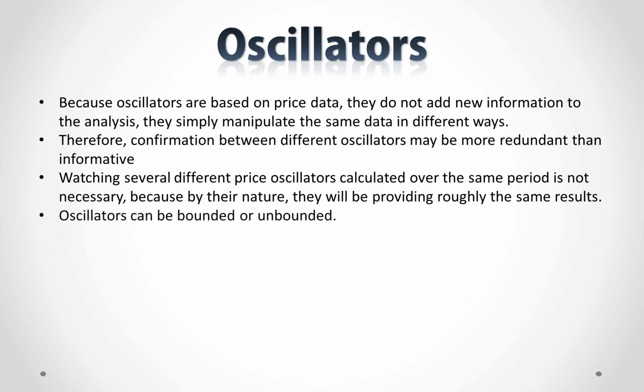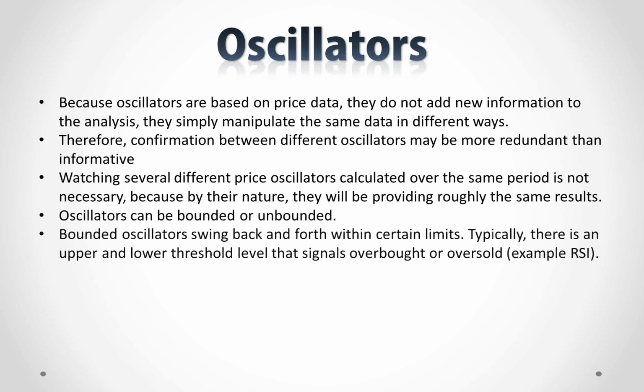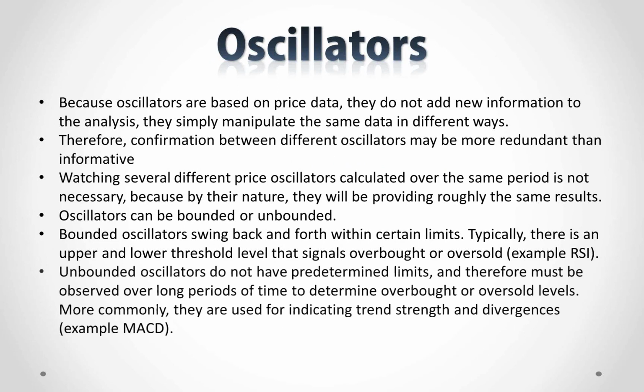There are two types of oscillators, ones that are bounded and ones that are unbounded. Bounded oscillators swing back and forth within certain limits. So typically there's an upper and lower threshold level that signals either overbought or oversold conditions. An example of this is the RSI. And unbounded oscillators do not have predetermined limits and therefore must be observed over long periods of time to determine overbought or oversold levels. More commonly, they're used for indicating trend strength and divergences. An example of that would be the MACD.